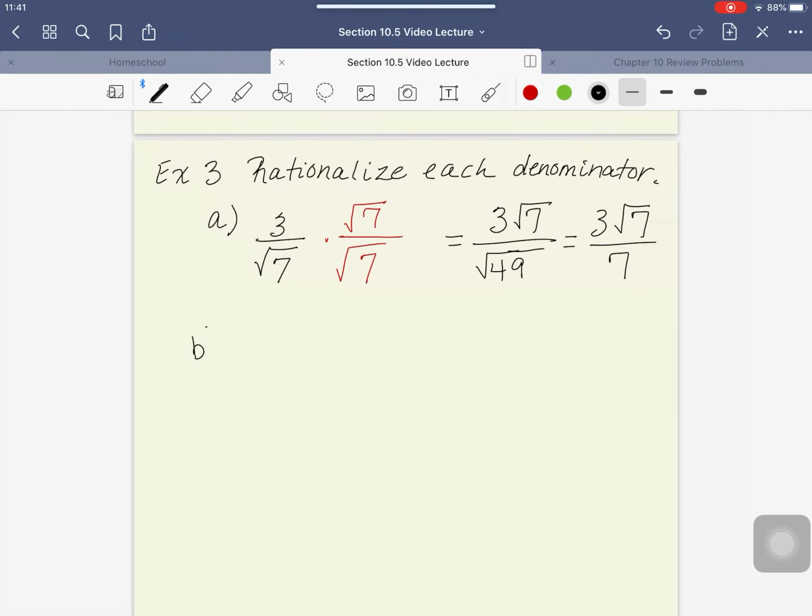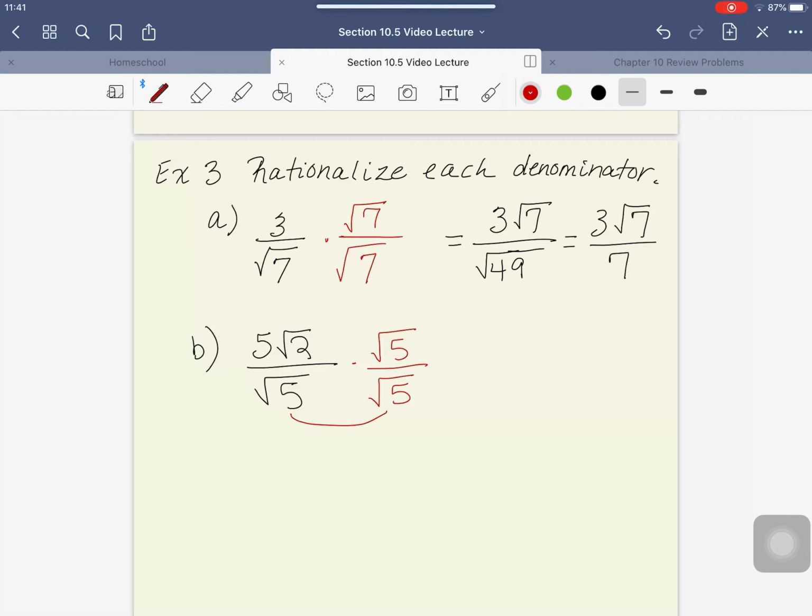Let's try another one. 5 square root of 2 over the square root of 5. I'm going to make it a perfect square in the denominator by multiplying by another square root of 5, because the square root of 5 times the square root of 5 is the square root of 25, which is 5.